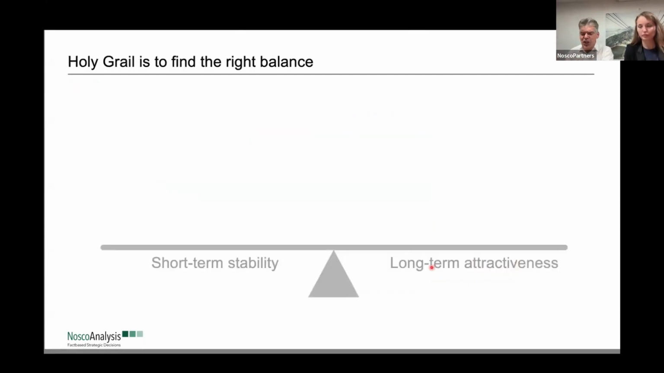Now, what is the challenge of the pension fund? The challenge of the pension fund is to keep this system in balance. And when I say in balance, this is a balance between short-term stability and long-term attractiveness. What do I mean by that? We have seen our fund has a surplus. And of course, this means sound financials. And of course, they want to keep sound financials.